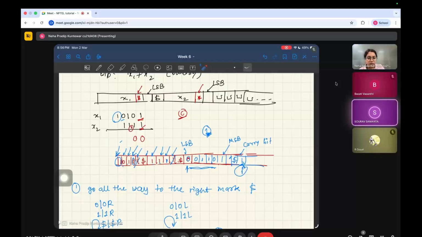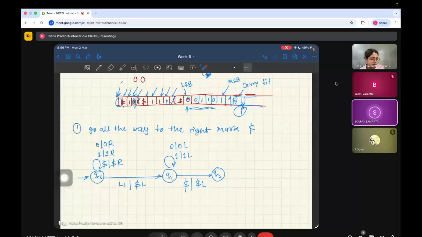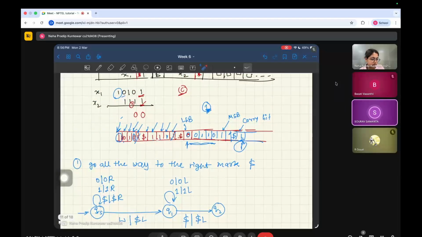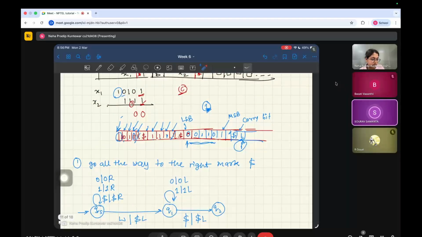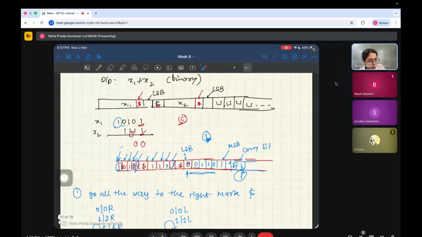Okay, ma'am. Second transition for self loop. So 0 0 0 0 L, 1 1 L, but not given dollar R L. Why? Yeah, it is possible here, because I want to now distinguish.